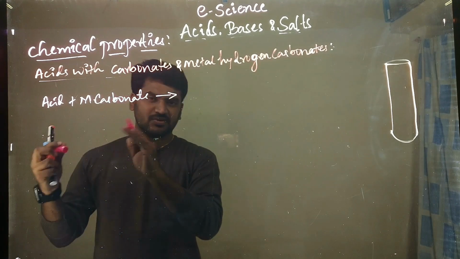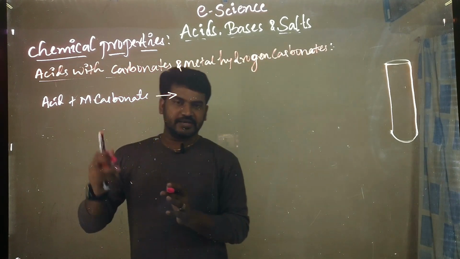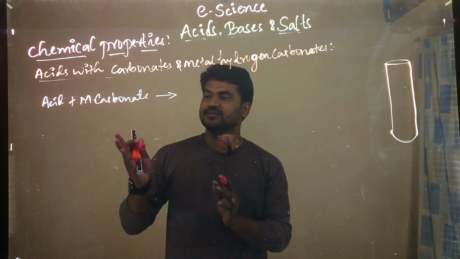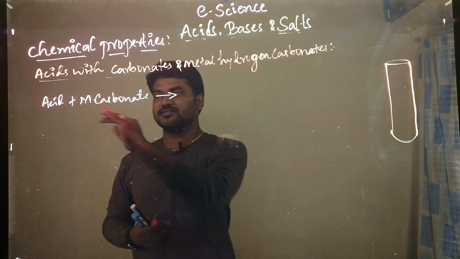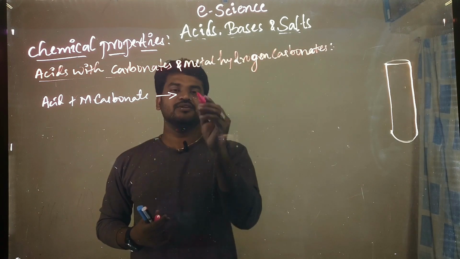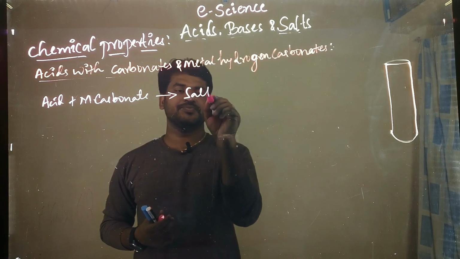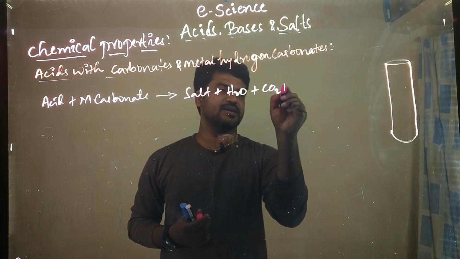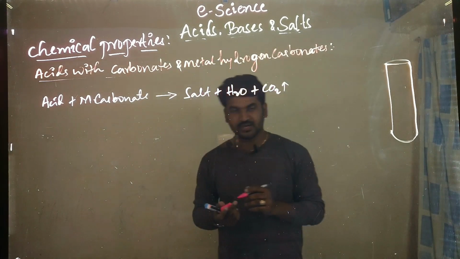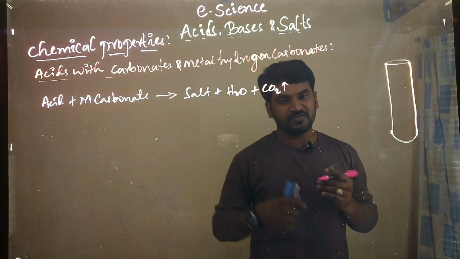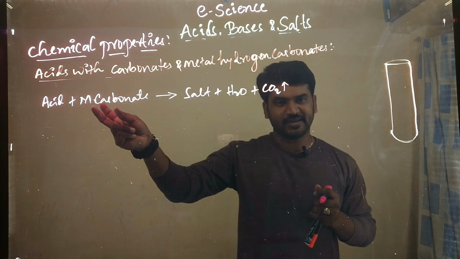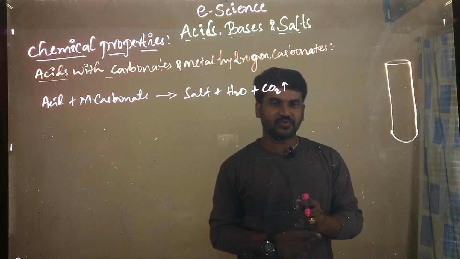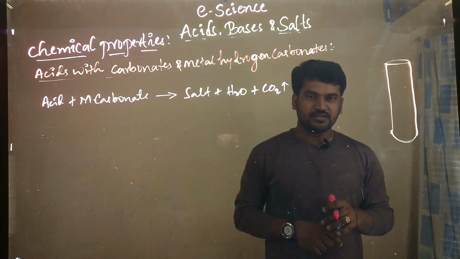So this type of reaction we call a general reaction. We are not mentioning any particular acid or any particular metal carbonate. So this type of reaction we call a general reaction. Okay, so acid with metal carbonate will give a salt plus water plus carbon dioxide gas. Which salt will we get? The corresponding salt of the metal carbonate. Whichever metal carbonate we are taking, the corresponding salt we will get. Okay, so how we get it, that we will discuss, right?